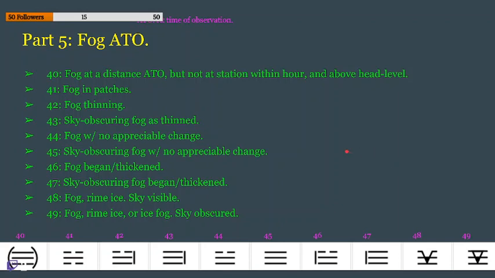Now, rime ice is freezing fog, essentially. It is going to accumulate on anything and likely everything. It's definitely nothing to sneeze at.